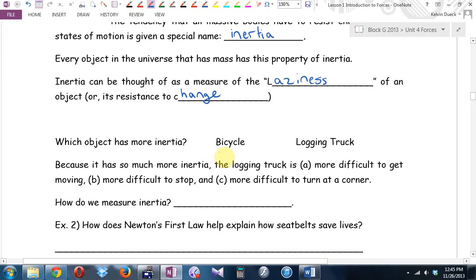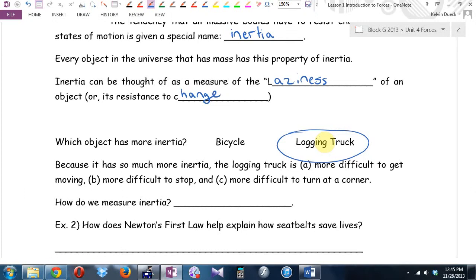Which object has more inertia, a bicycle or a logging truck? A logging truck. And because it has so much more inertia, the logging truck is, A, more difficult to get moving because it wants to resist change more than a bicycle. So if you want to get it to accelerate, you need to pour in a lot more energy. B, more difficult to stop because once you get it moving, it wants to keep going in a straight line at a steady speed. And C, more difficult to turn at a corner.